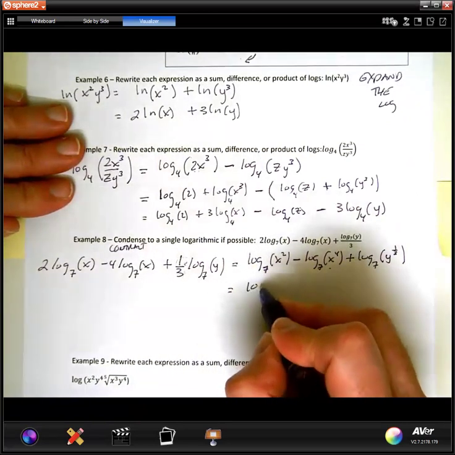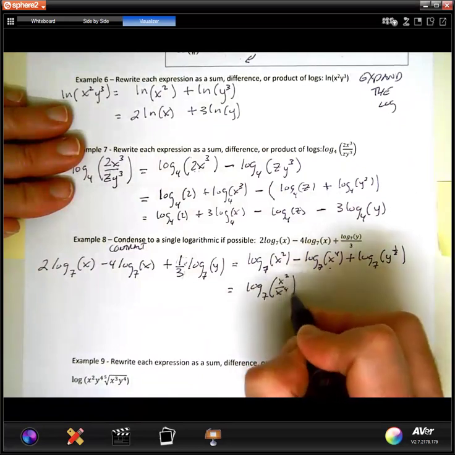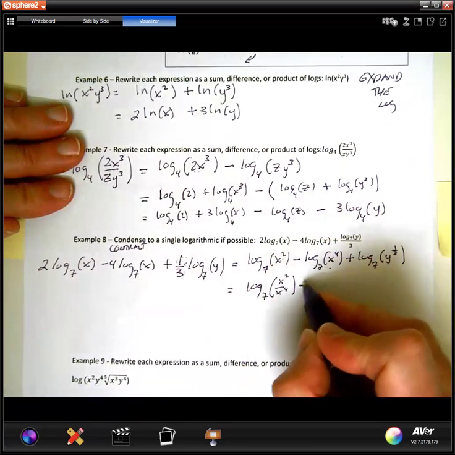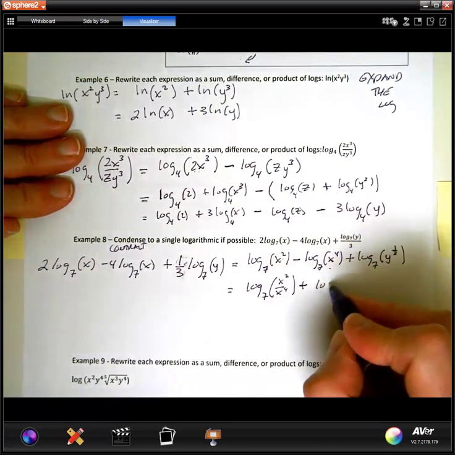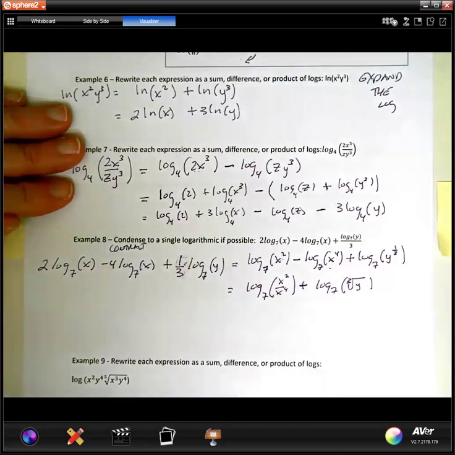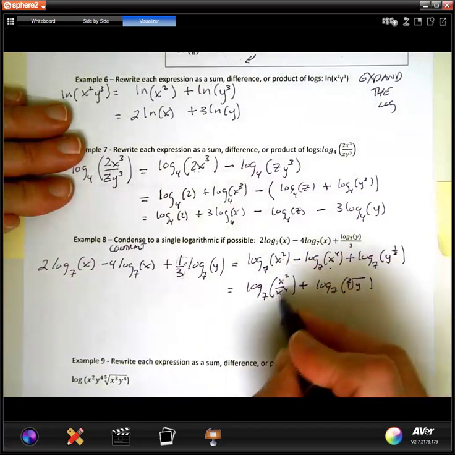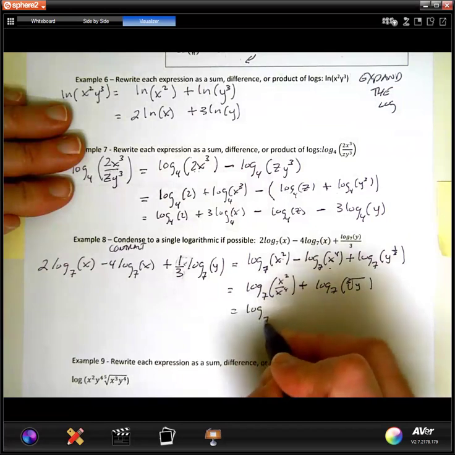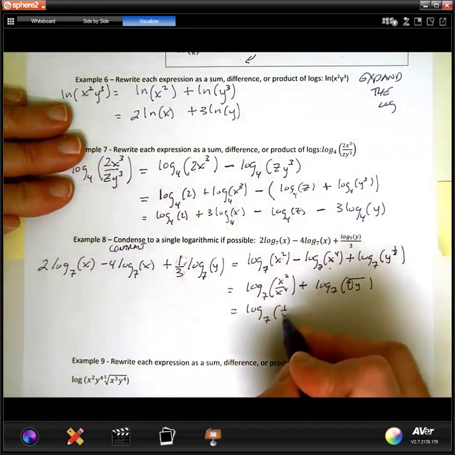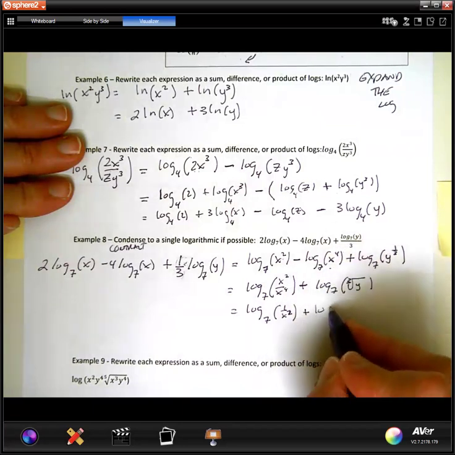So I'm going to go log base 7, and then this goes in the numerator, this other expression goes in the denominator, and I'm going to write plus. And just to clean this part up, y to the 1/3 is the cube root of y. So I'm going to go back and write it like that. I think it's just a cleaner symbol. Here I can actually reduce. So what I have is log base 7, reduce that, 1 over x squared, plus, is that right? Yep, log base 7.